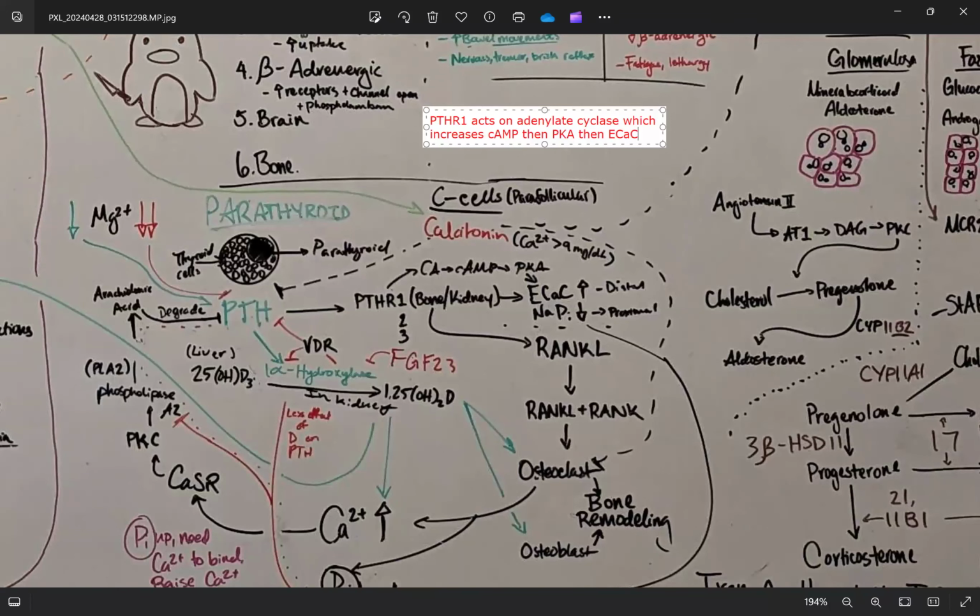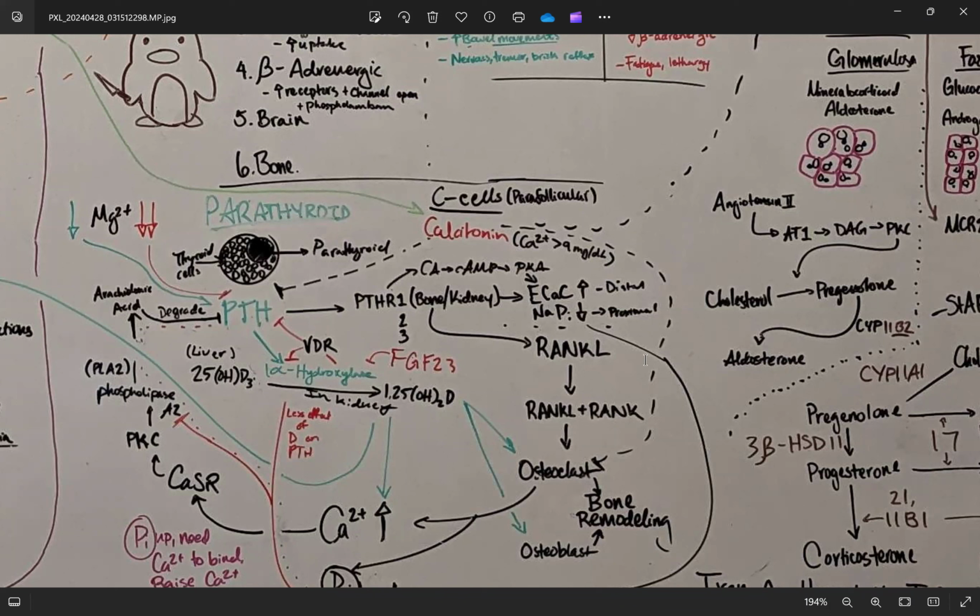You can also increase, in terms of your bones, RANKL expression, which will activate RANK, the receptor on your osteoclast, and so that will stimulate your osteoclast to break down bone and release more calcium and phosphates.